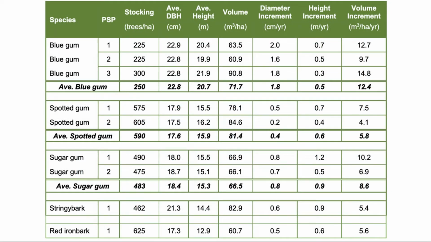But the most important table in the reports is this one, which we get every year, and this is from last year's report, showing the different species. The second column shows the permanent sampling plot. And we've talked about those permanent sampling plots, and we've actually got 9 different sampling plots spread amongst our different crops. 3 in the blue gum, 2 in the spotted and the sugar gum, 1 in the stringy bark, and 1 in what we call the red ironbark, which is up around the higher elevations.